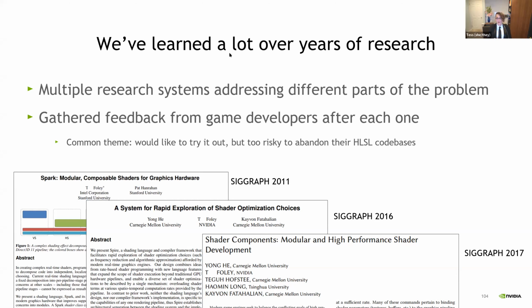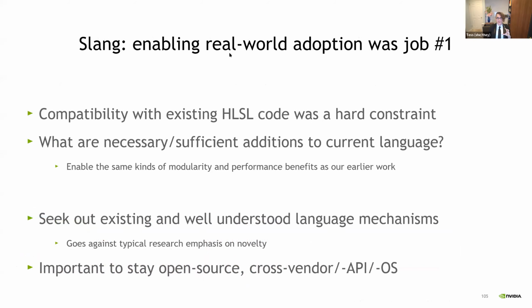And there was a common theme, time after time. They would say, that is a neat system. I would love to try it out sometime, but it's just too risky for me to abandon my investment in these tens of thousands of lines of HLSL and try out your little research language. I believe you that it will actually provide some of these benefits, but I can't take that risk. I've got games to ship. And so what we realized was that we were spending a lot of time learning things as researchers, but we weren't finding a way to have that impact on the industry. People said, yes, this is great. We like it. We just can't use it. And so the Slang Project represented a really big shift in our thinking, even as researchers.